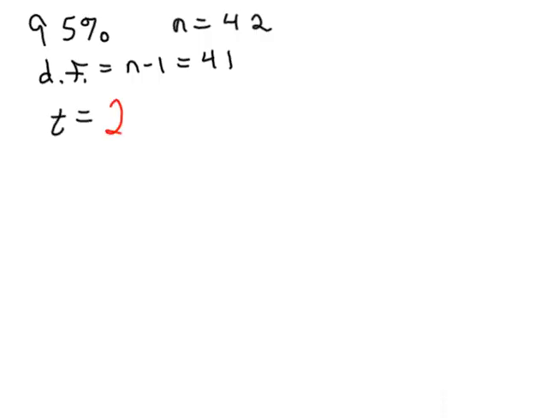So 2.021. So the two types: when the degrees of freedom match up perfectly, and then when they're off and you have to back up. That will get us through the use of the t-table.